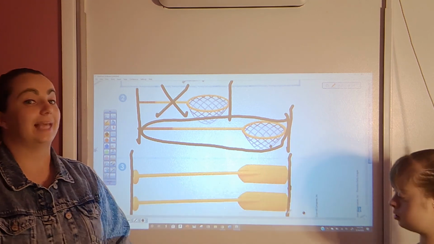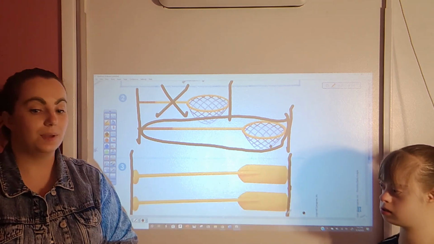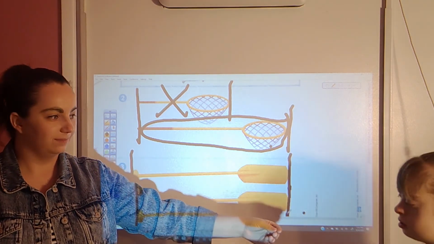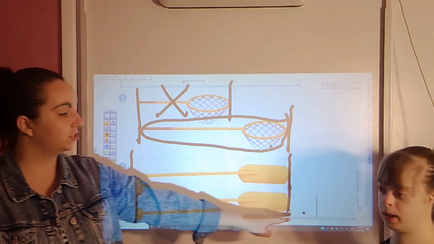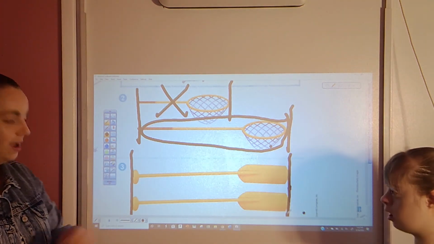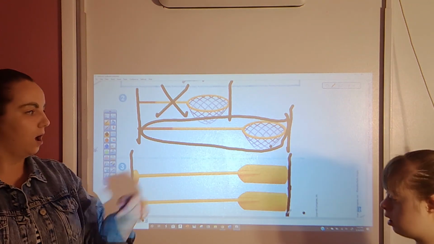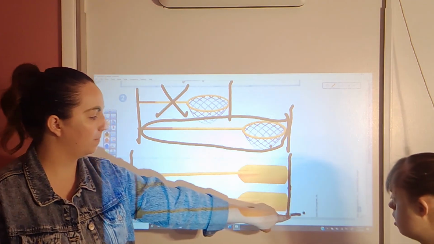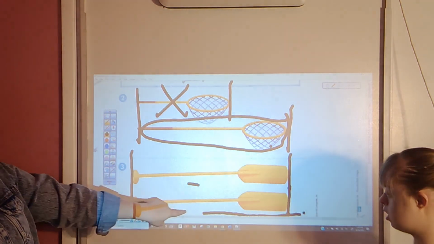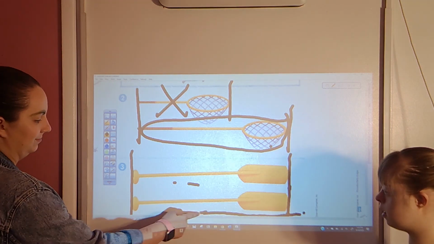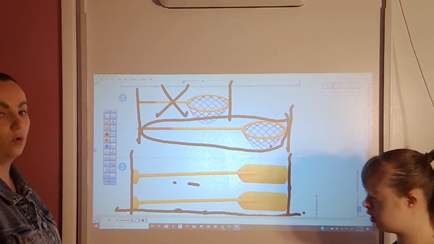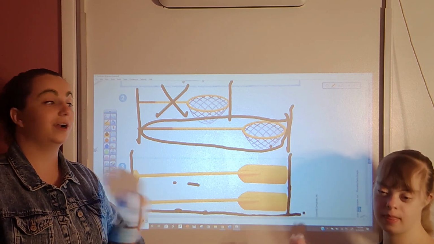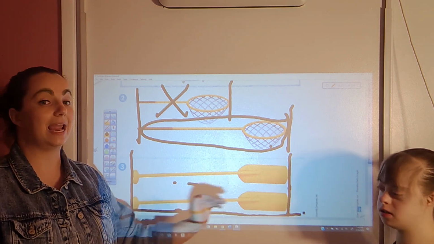Since they're the same length, the same measurement of how long they are, we're going to underline or draw a line under these oars to say, oh, they're the same length. So I go ahead, I draw a line, best I can, under these oars. And that way I see, yep, these oars are the same length, the same measurement.